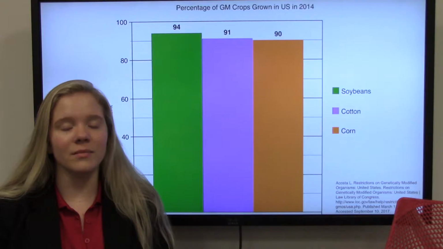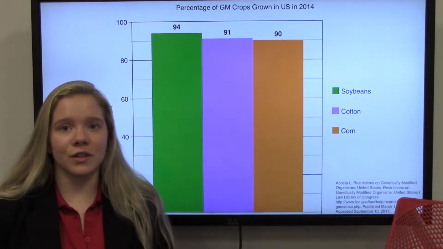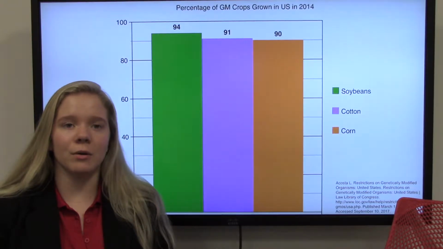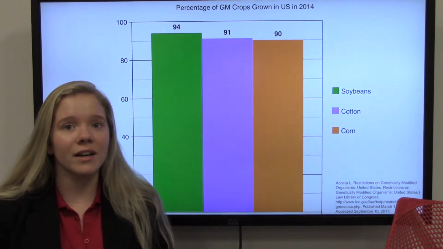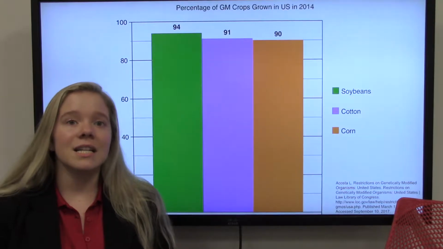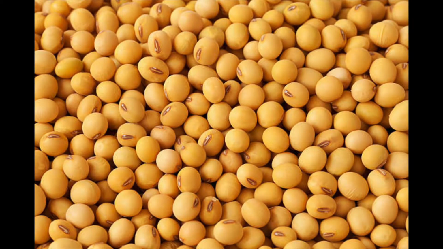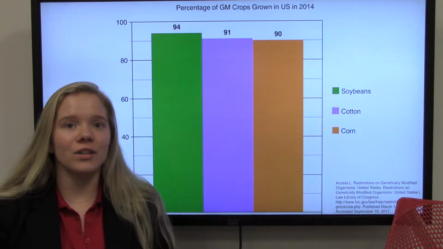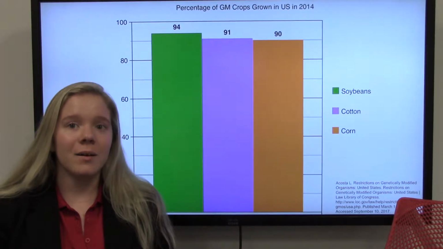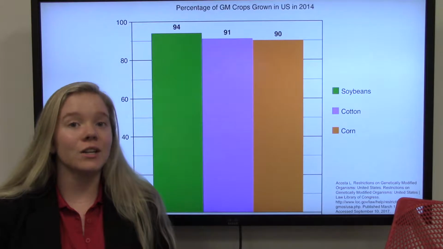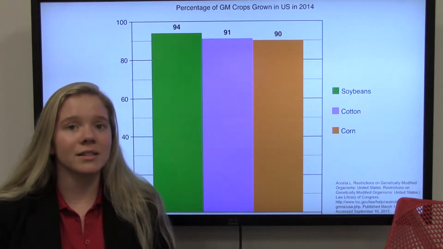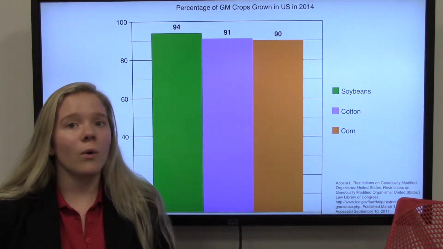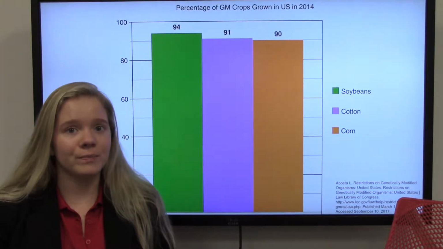Since there has been some controversy surrounding the consumption of GMOs, people may be surprised to hear that as of 2014, 94% of soybeans, 91% of cotton, and 90% of corn grown in the U.S. are genetically modified, because manufacturers are currently not required to label their products as genetically modified or as containing GMOs.